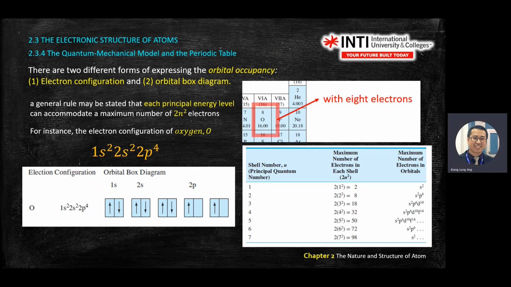Normally when it comes to questions, this one is in section A: draw the diagram or write the orbital configuration formula. If you see the question asks you to write the electron configuration, meaning we're expecting you to write this one as P power something, then convert your electron configuration into the orbital box diagram. This one normally falls into question section A. Okay, any question on the box diagram? Easy, right?